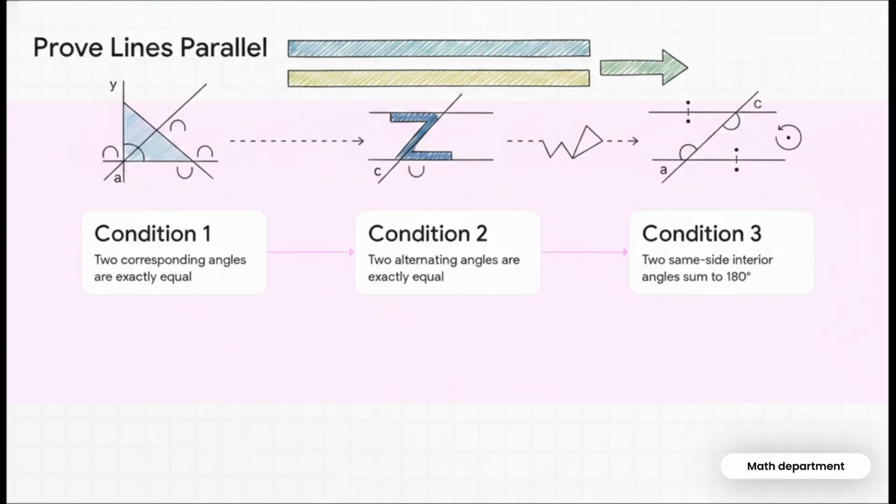To successfully prove that two straight lines are parallel, you actually only need to show that just one of our golden conditions is met, kind of in reverse. If you can find two corresponding angles that just happen to be exactly equal, then the lines absolutely must be parallel. If you find the alternating Z-angles are equal, parallel. Or if you find two same-side interior angles that perfectly add up to 180 degrees, boom, they're parallel. It's like a geometry cheat code.